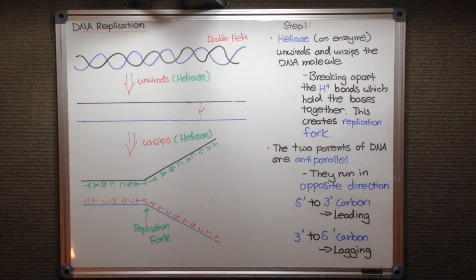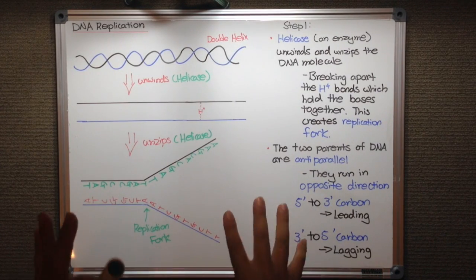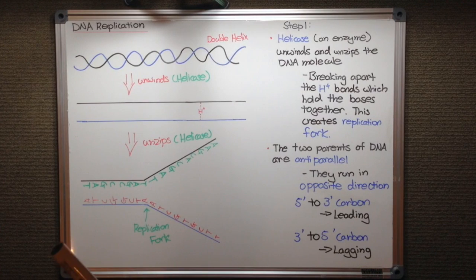Now, this does not just occur in one part of the DNA. The replication fork can occur in multiple places in a DNA molecule. So DNA replication occurs in multiple parts, not just starting from one bit and working its way through. Now, the two parent strands of DNA are anti-parallel. What does that mean? They run in opposite directions.